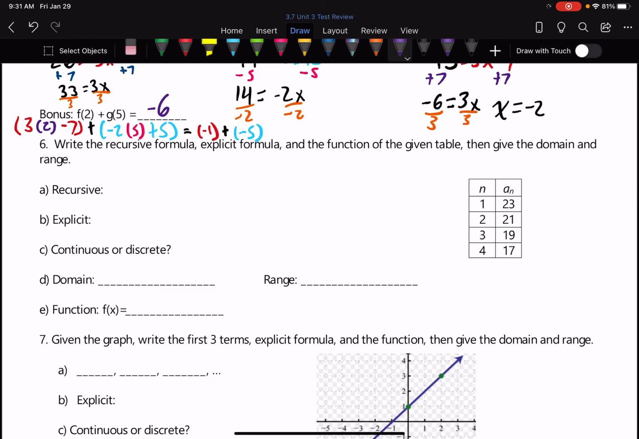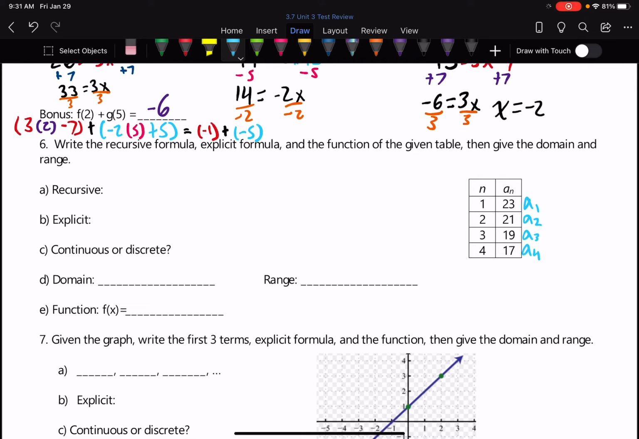Now let's look at number 6. It says write the recursive formula, the explicit formula, and the function of the given table, then give the domain and range. So we're given this table where our n values are 1, 2, 3, and 4, and our a sub n values are 23, 21, 19, and 17. That means our a sub 1 is 23. Likewise, a sub 2, a sub 3, a sub 4. So those are our term numbers. And our initial term is 23.